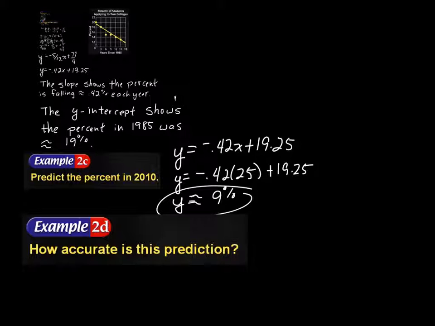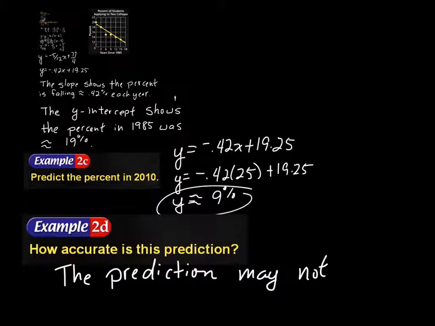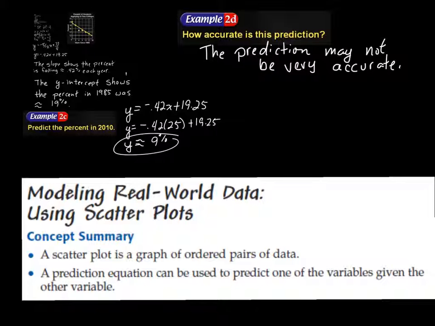How accurate is this prediction? Well, everything's approximate here, so the prediction may not be very accurate. If we use technology, we could know the level of accuracy better than doing it by hand, but it's good to practice by hand too. A scatter plot is a graph of ordered pairs of data. A prediction equation can be used to predict one of the variables given the other variable.